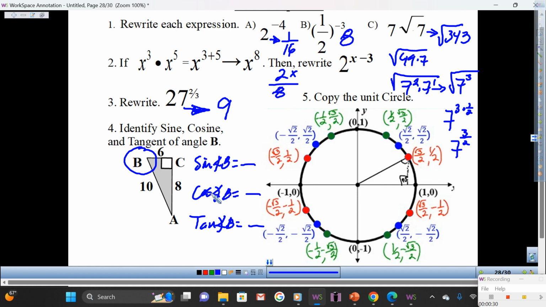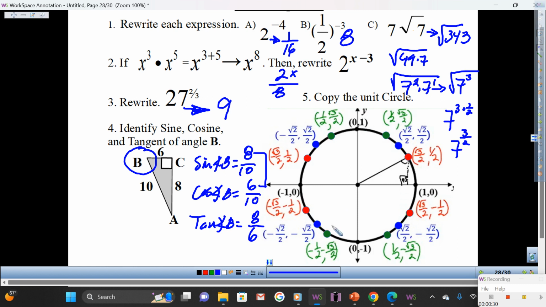Close. That would be correct for cosine. 6 over 10. 8 over 10. Thank you. Yeah, the side that's opposite, it's always right across from that angle. Okay. Last but not least, tangent. Caleb. Very close. There you go. Usually, once we have our cosine and sine, we just take the numerators and make it into a fraction.